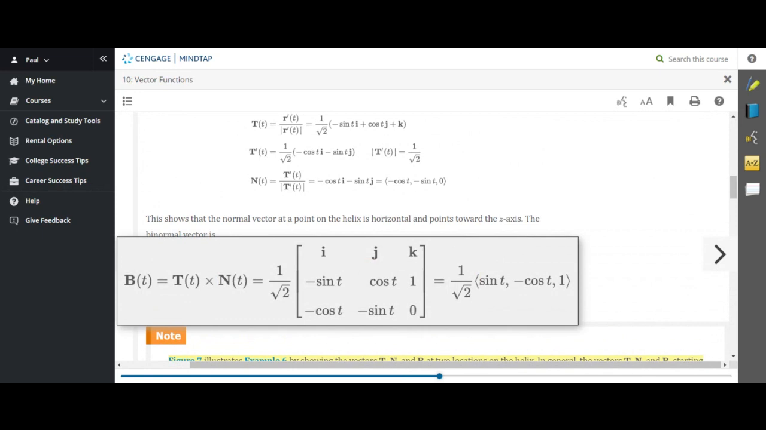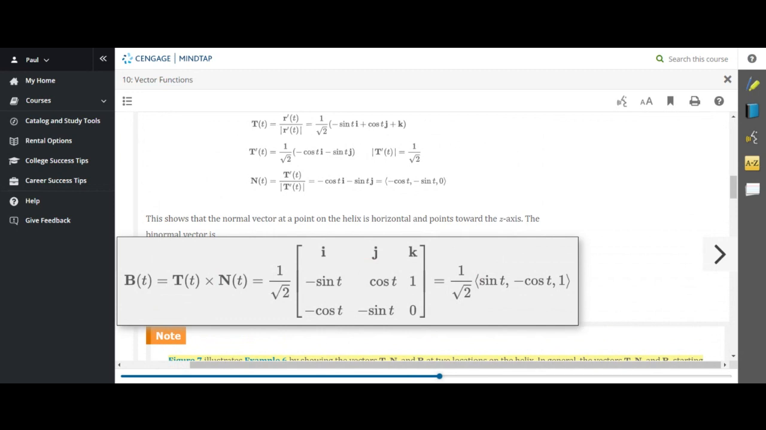Okay, and incidentally, the unit tangent vector, which had a root 2 in the denominator, you can bring the 1 over root 2 out in front of the cross product. That's one of the rules of cross product. You can bring constants out in front of the cross product. Okay, so that's how you compute a unit tangent, unit normal, and unit binormal vector.